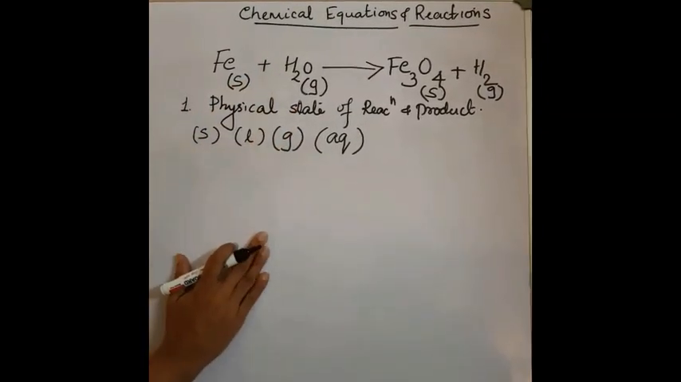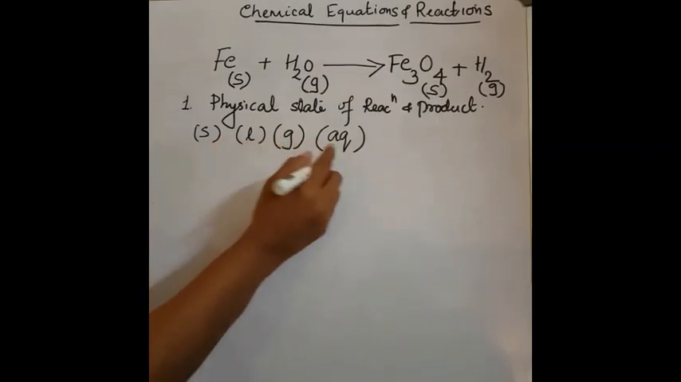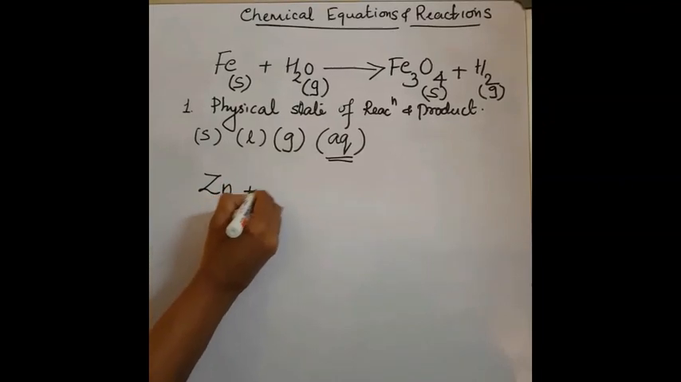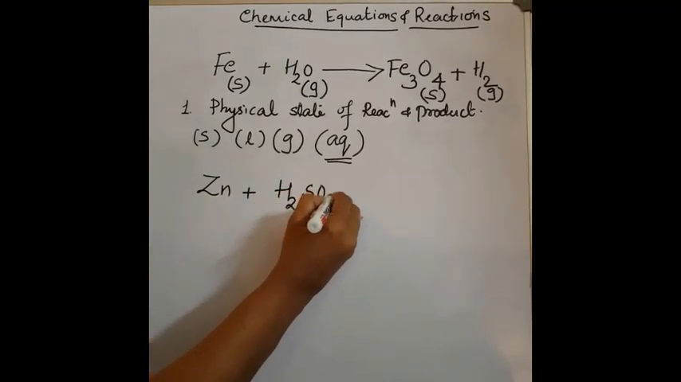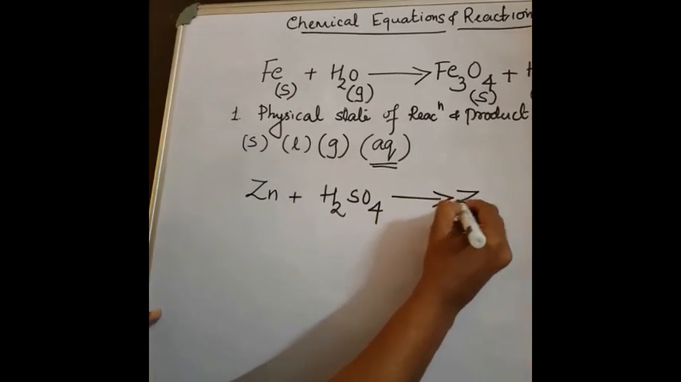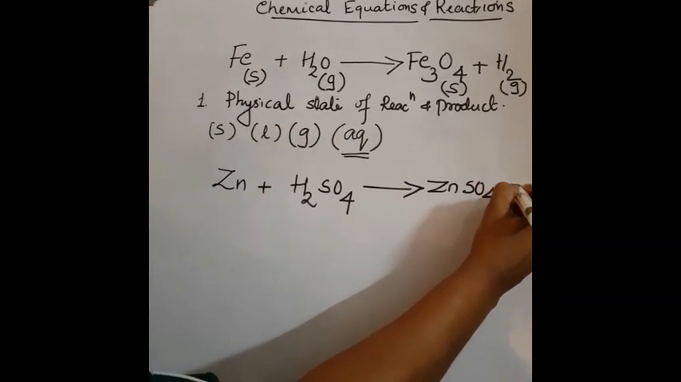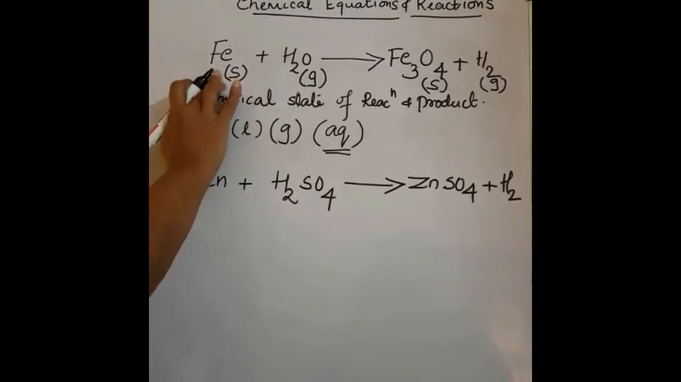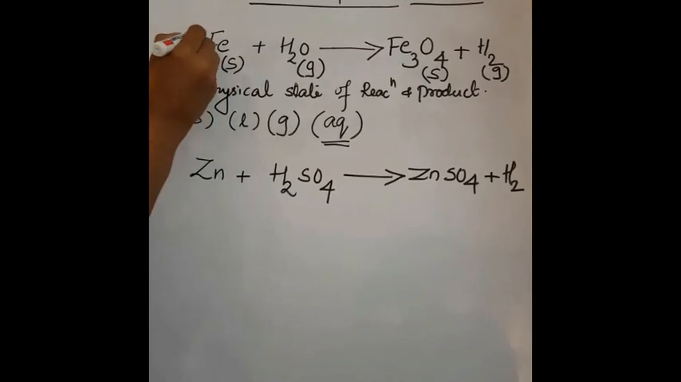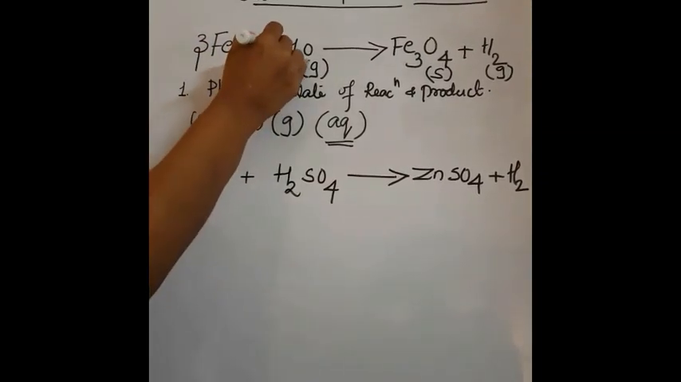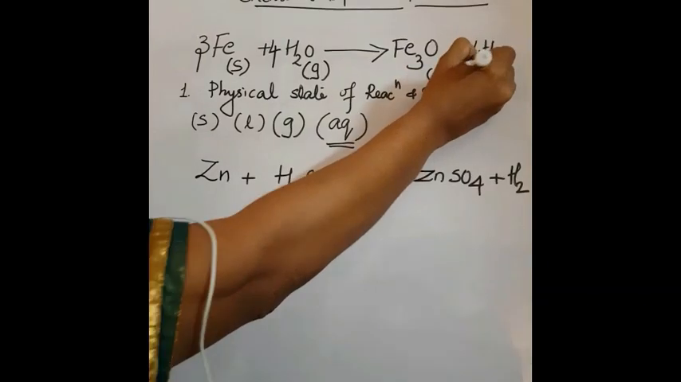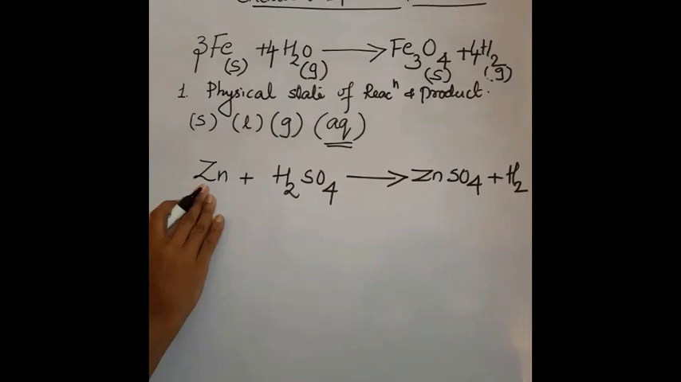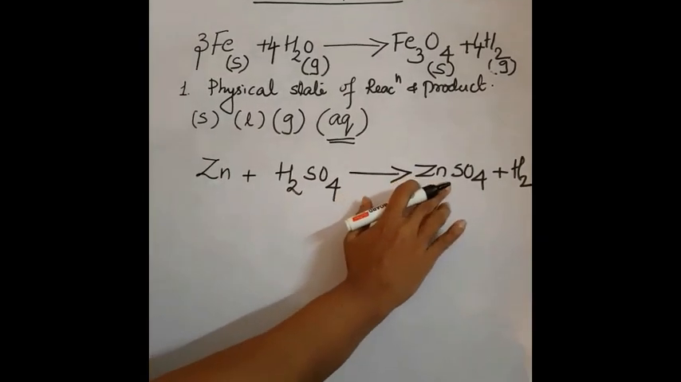This is one way. Now, if you want an example for an aqueous, I can also write Zn plus H2SO4 gives ZnSO4 plus hydrogen. Okay, you just balance this equation. This is 3 and this is 4 and this is 4. Okay, you have already balanced. Okay, now see this equation, Zn plus H2SO4 gives ZnSO4 plus H2.